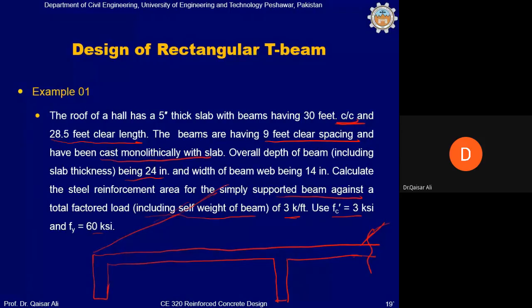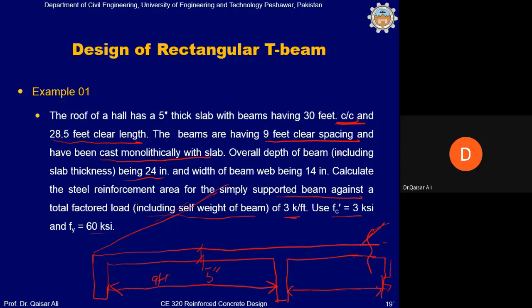Okay, so this is slab part. The slab part in this example is given as 5-inch thick. The beams are having 9 feet clear spacing. So it means the distance between this beam and this beam is 9 feet. And also, there will be another beam on this side, which will be a T beam, let's say, or L beam, depending on the spans of the slab. So it will be 9 feet. Again, there will be another beam on this side, again 9 feet. There will be a beam here like this. So 9 feet, 9 feet.